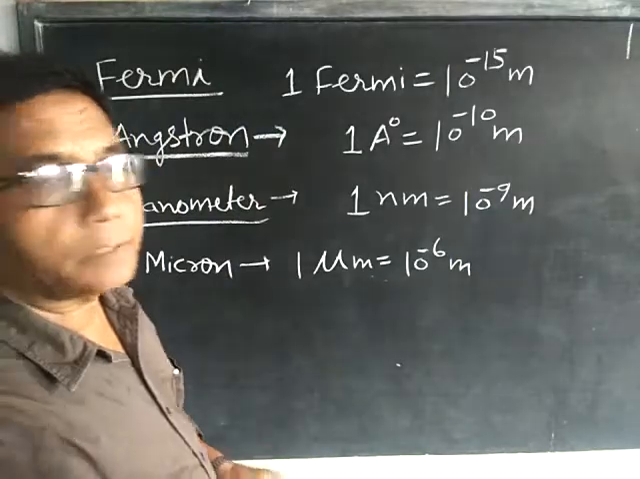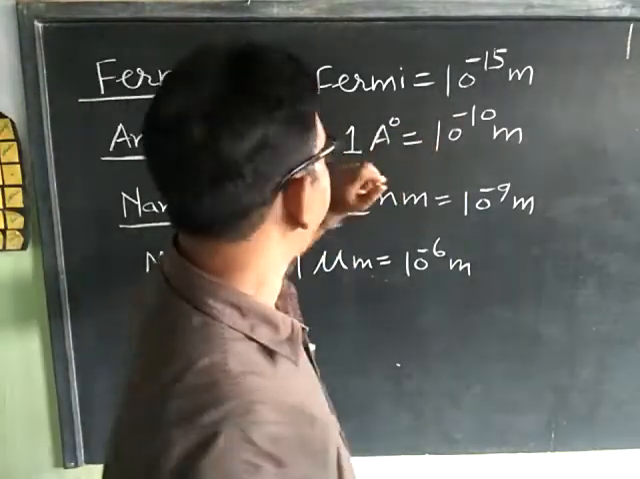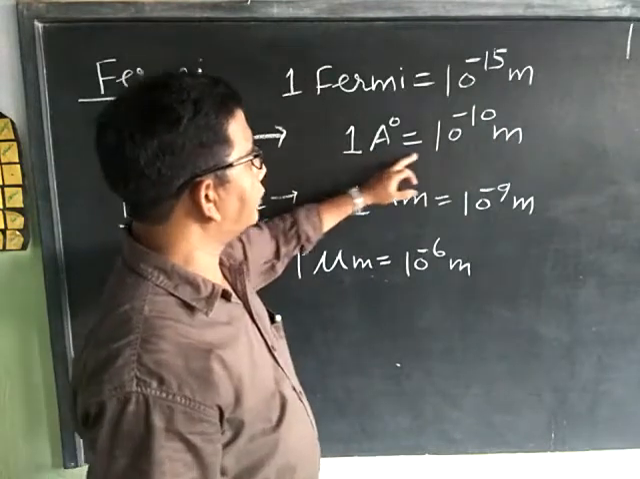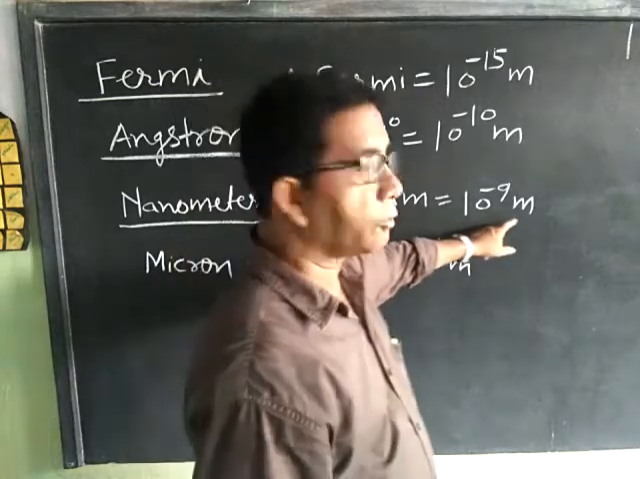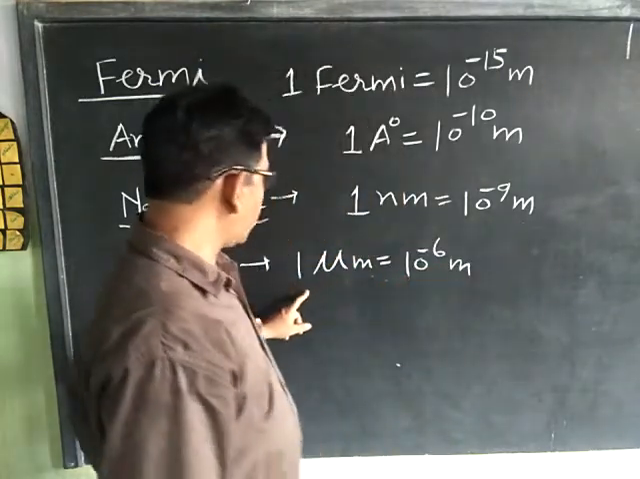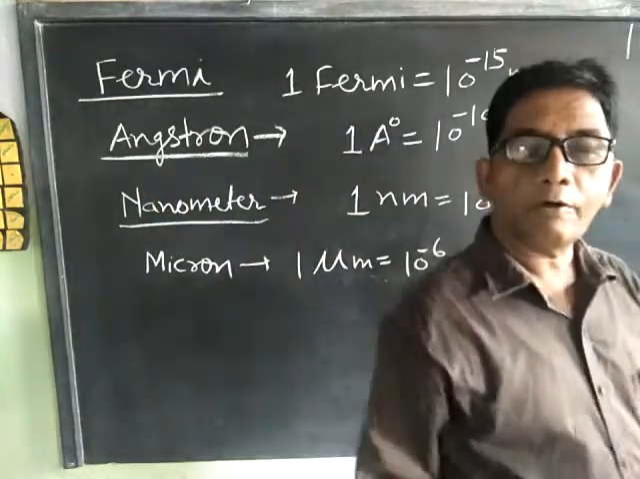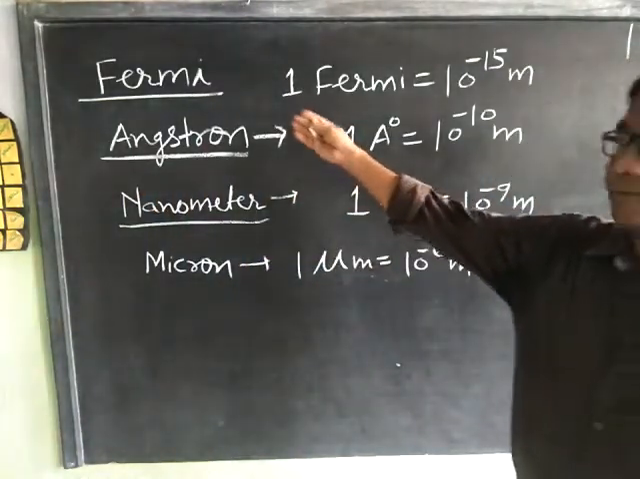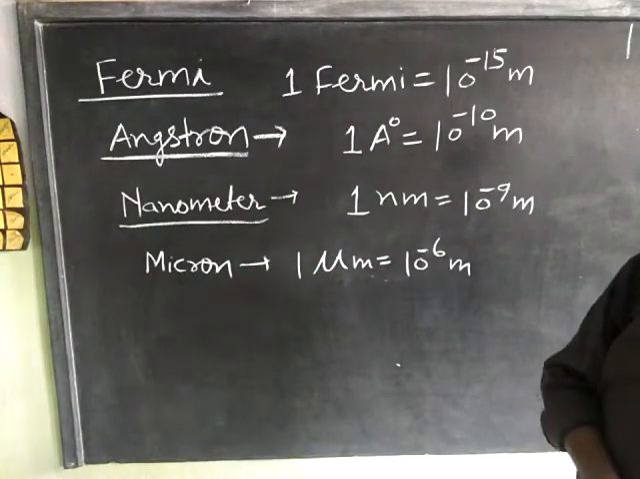Thus, we have studied 1 Fermi is equal to 10 power minus 15 meter. 1 angstrom is equal to 10 power minus 10 meter. 1 nanometer is equal to 10 power minus 9 meter. 1 micrometer is equal to 10 power minus 6 meter. Now, these are the practical units for measuring small distances.